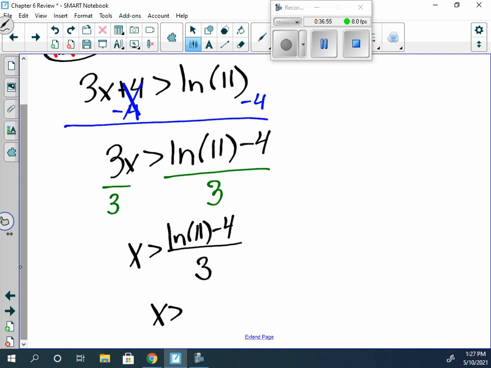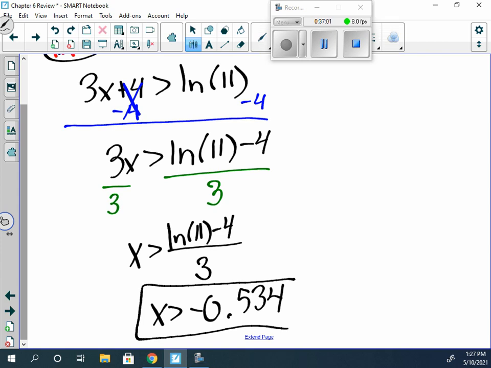So x is greater than negative 0.534. Now, because we're talking about exponents, not logarithms, that's fine. We can have a negative number inside of an exponent. We just can't have a negative number inside of a log. So this here works out just fine.